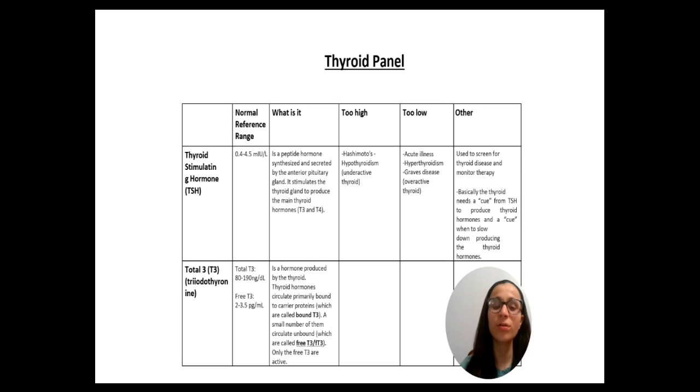Total T3. Total T3 is a combination of bound and unbound. And what I mean by this is that T3 is a hormone produced by the thyroid.